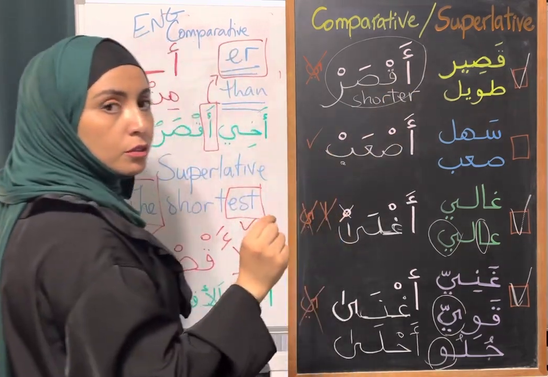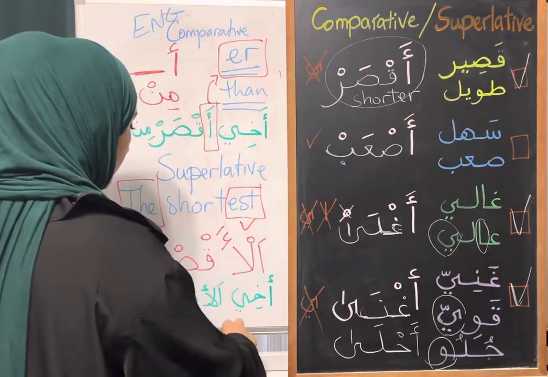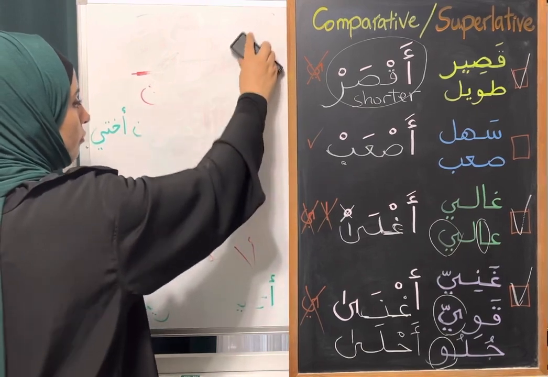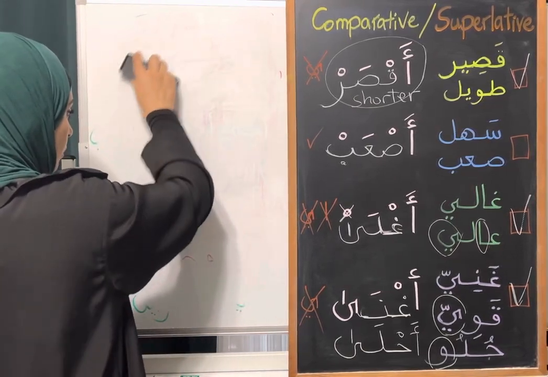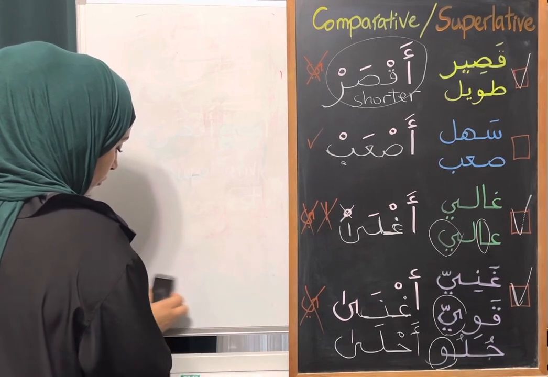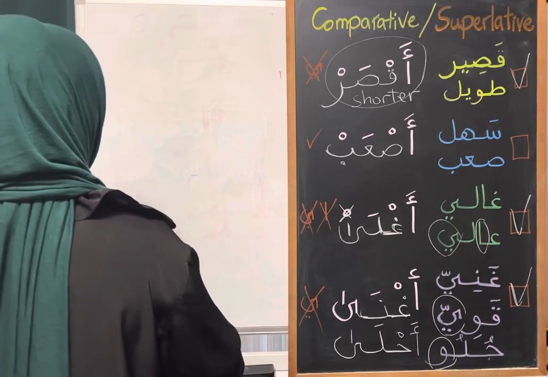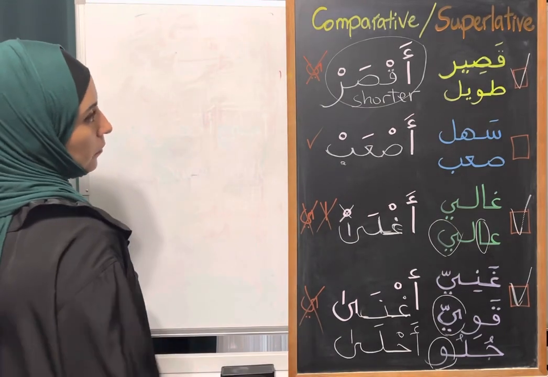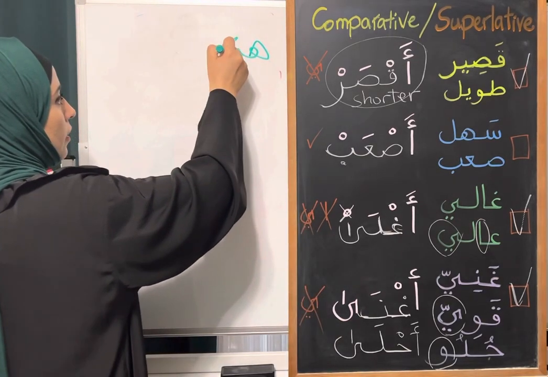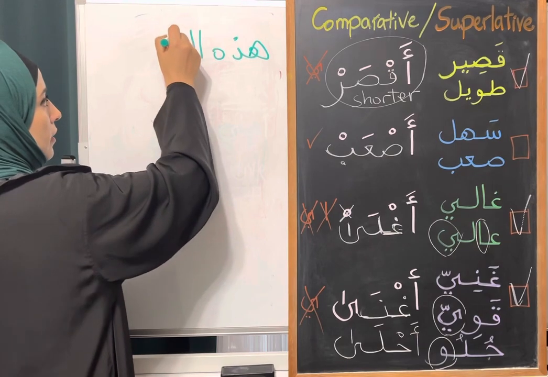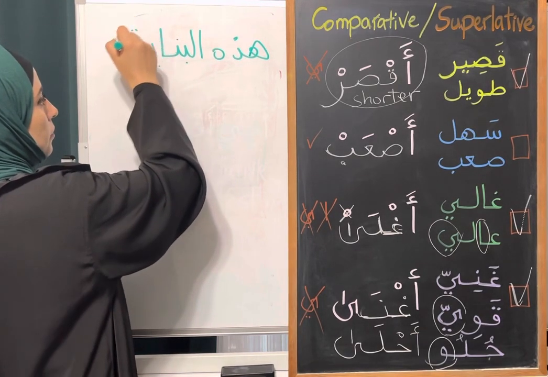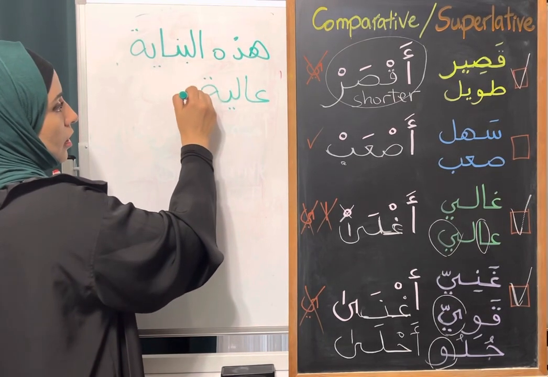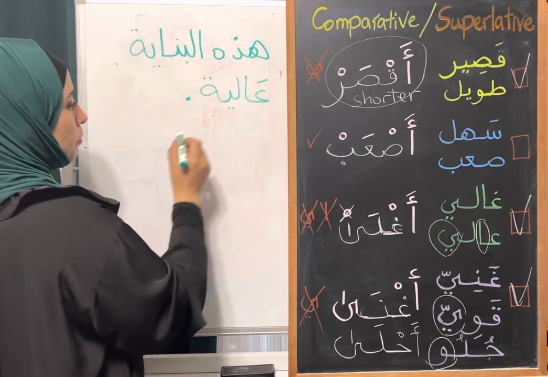The only difference between superlative and comparative is that in Arabic, the superlative form does not include min, but the comparative form includes من. And here I'll write it. So I can say بناية, okay? This building, هذه البناية عالية. I can say عالية. This is an adjective. هذه البناية عالية. This building is high.